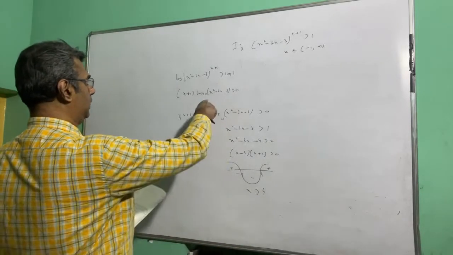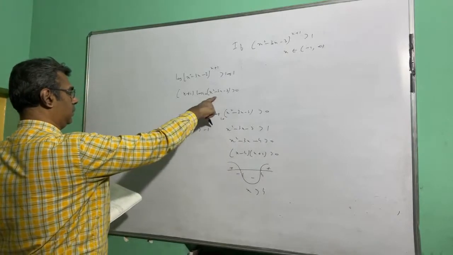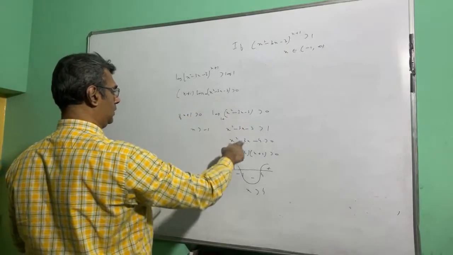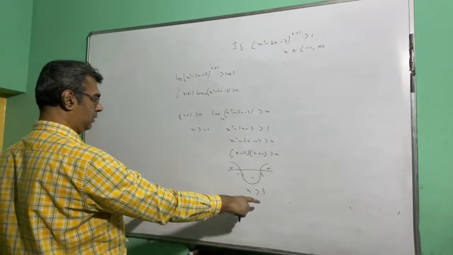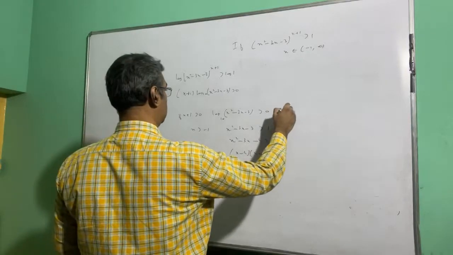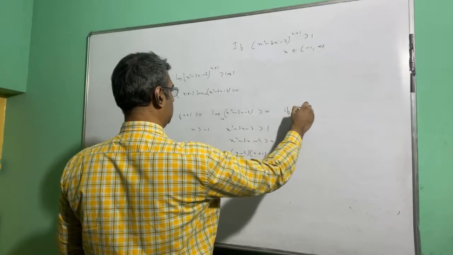So after taking log on both sides, this product is positive. So either x plus 1 is positive and this logarithm is also positive. And when both are positive, x is greater than 4. Otherwise, we can have another answer.